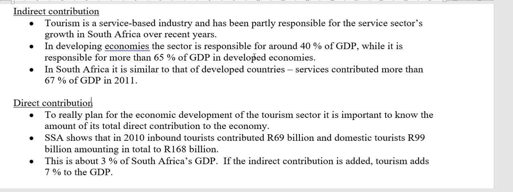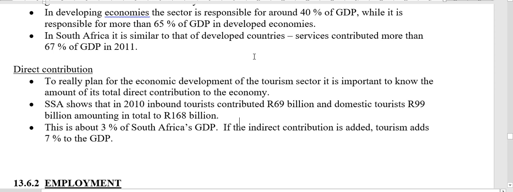All right, in terms of the direct contribution, now to really plan for the development of the tourist industry, obviously it is important that we know how big the tourist industry is. Now we need to be able to measure the direct contribution of tourism to the economy. Statistics South Africa shows us that in 2010, our inbound tourists, in other words, foreign tourists from other countries that come into South Africa to travel, contributed around 69 billion rand. And our domestic tourists, in other words, people traveling around in our own country, contributed about 99 billion. So in total, it was 168 billion, and that represented about 3% of the GDP.